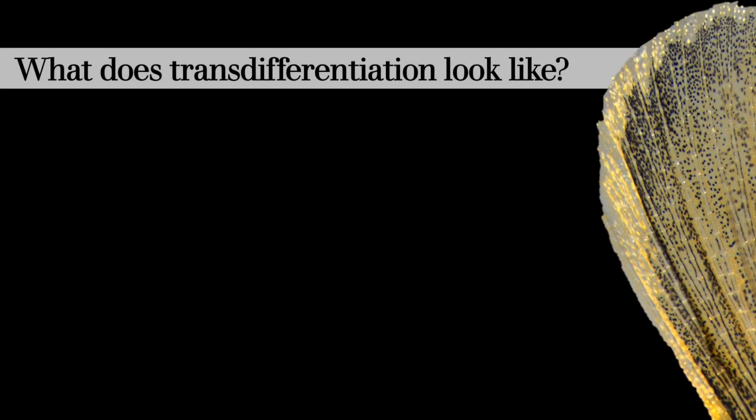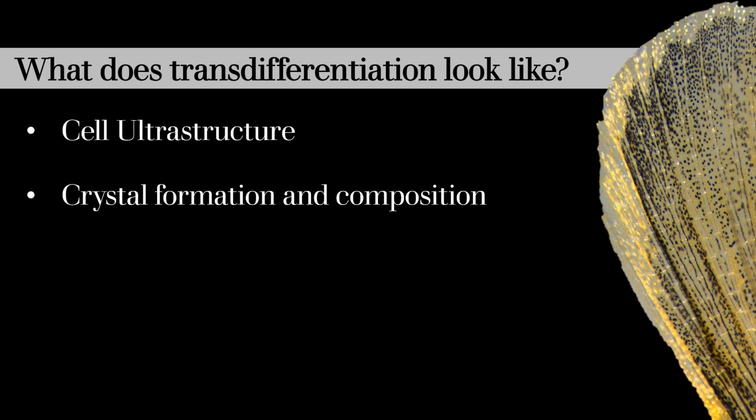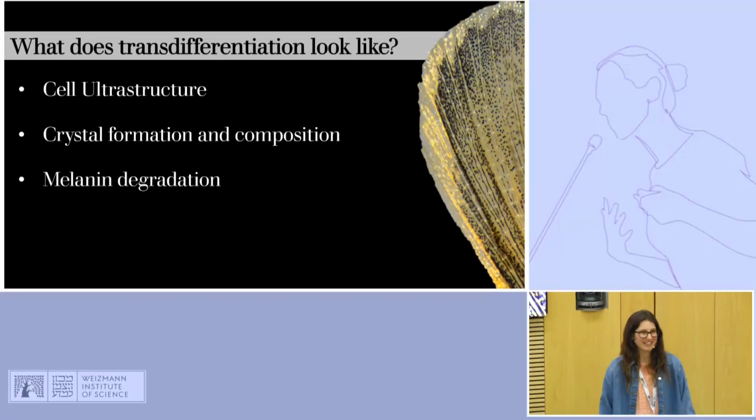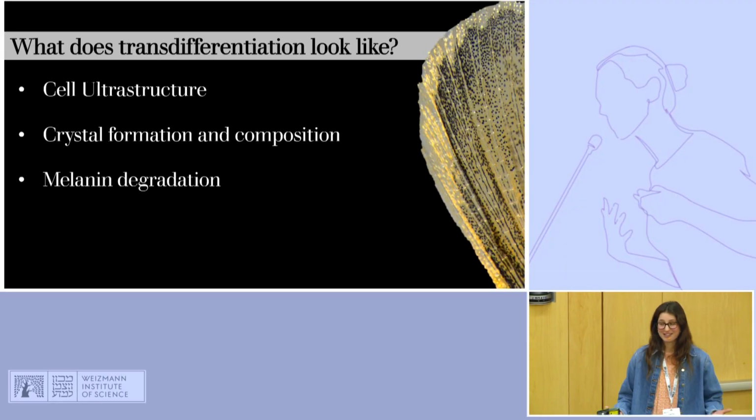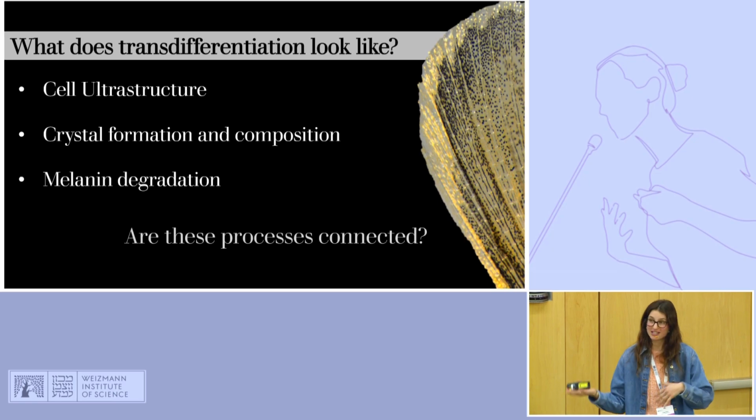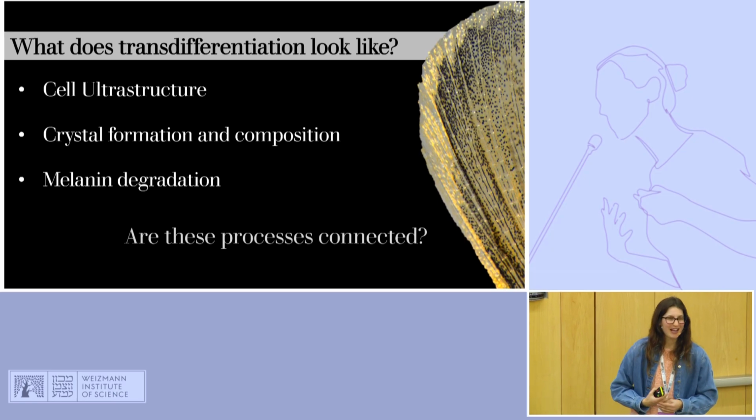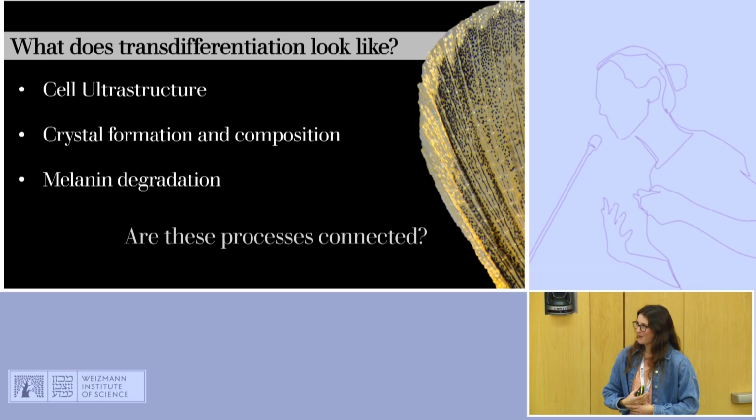So what does transdifferentiation look like? We're asking, what is the cell ultrastructure? What's the crystal formation mechanism and the crystal composition? And what's happening with the melanin? Because we see it disappearing, it's degrading, and whether these processes are connected. So due to lack of time, I'll only speak about the 2 top ones.